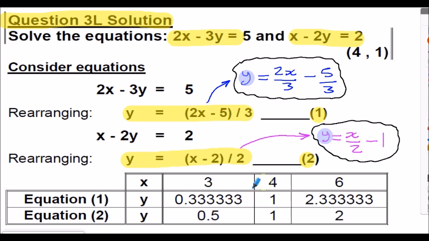So I used a range of x values from my sketch between 3 and 6. So I worked out the values of y for equations 1 and 2. On the next slide, I'll show the graphical solution.